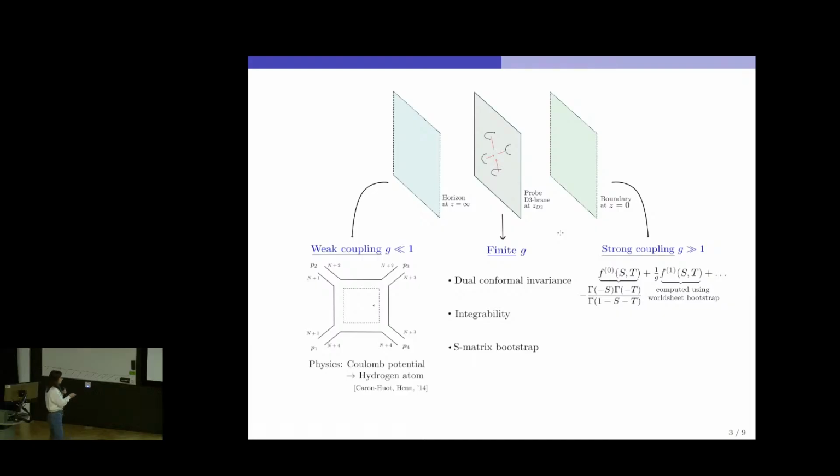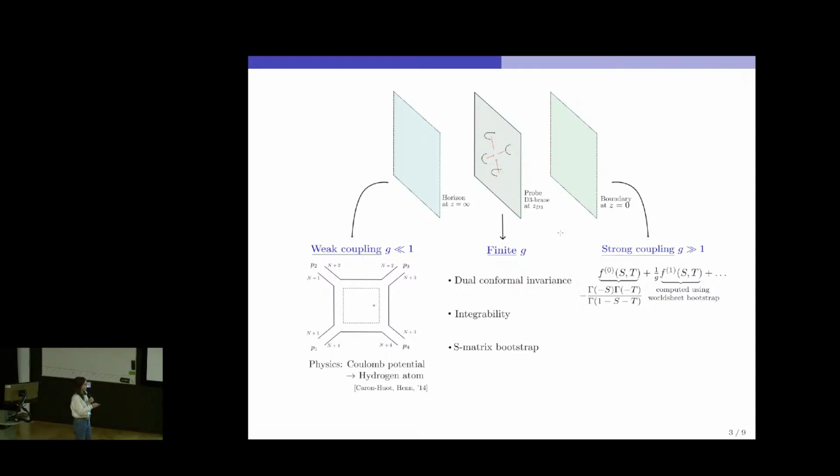And these bound states appear as we increase g. The reason is that the physical problem that we are studying is the one of the Coulomb potential. And indeed, as was studied in this work by Caron-Huot and Henn, we can actually match the bound states at weak coupling of this amplitude to the bound states of the non-relativistic hydrogen atom.